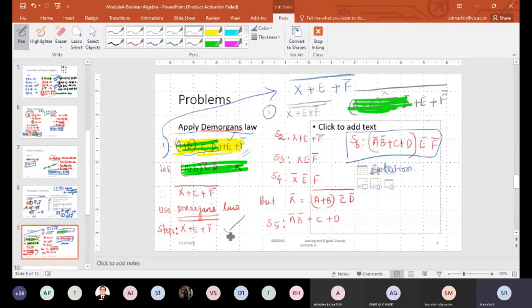That is how I have written it. Step 1 is X plus E plus F bar, the whole bar. If I take it like that, both the bars will cancel. I will get X plus E plus F bar.